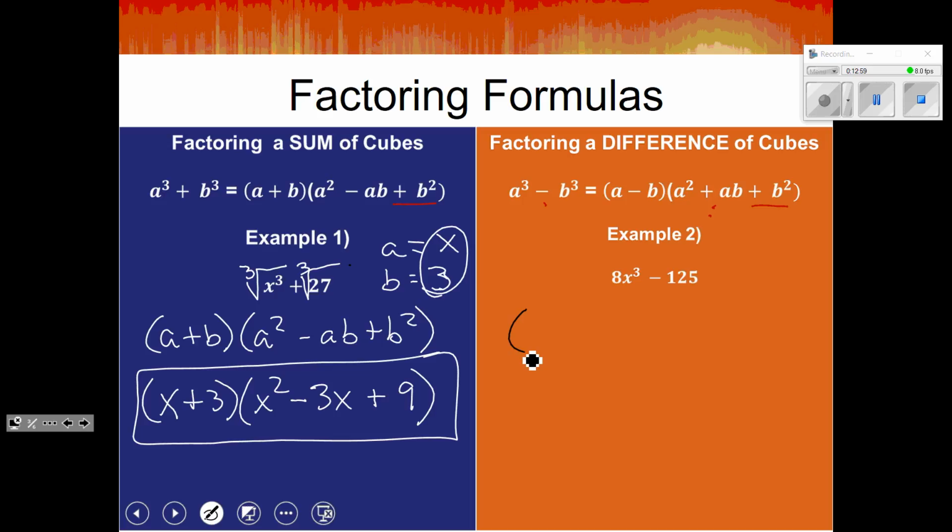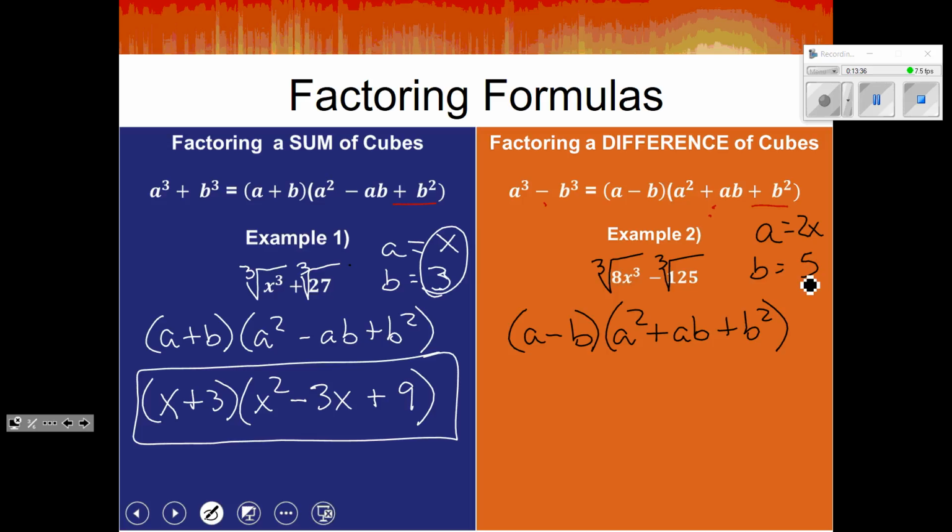Step 1 is write the formula. So, here's my formula. If it's a minus here, then my first binomial will be a minus. Then I will switch it to a plus, plus b squared. Now we are going to define a and b. So a is the cube root of the first term. What's the cube root of 8x cubed? 2x. Very good. What's the cube root of 125?